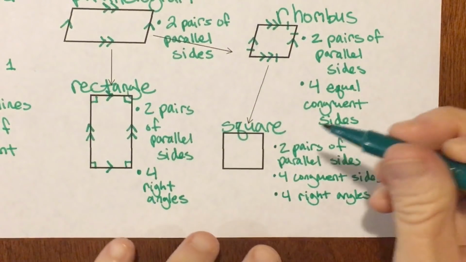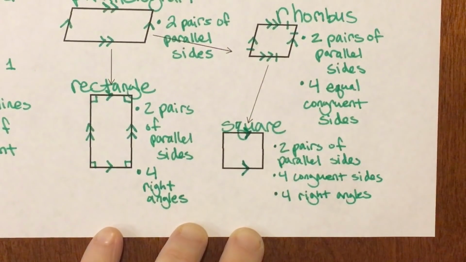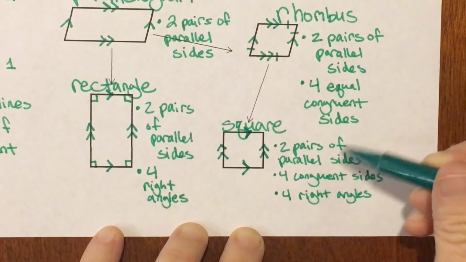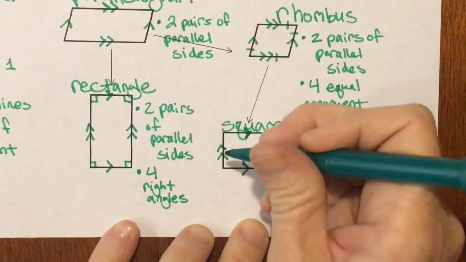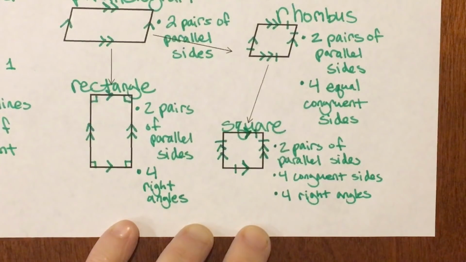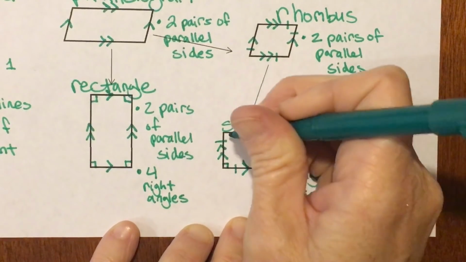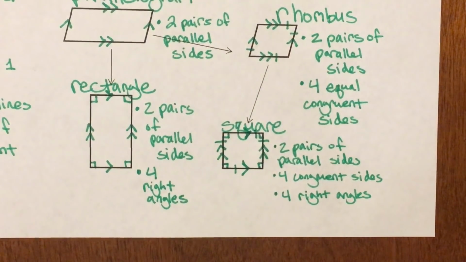So let's see if we can draw these. This side is parallel to this side. This side is parallel to that side. So here's my 2 sets of parallel sides. It has 4 congruent sides, so this equals that, which equals that, which equals that. And it also has 4 right angles. So that's a right angle, that's a right angle, that's a right angle, and that's a right angle.